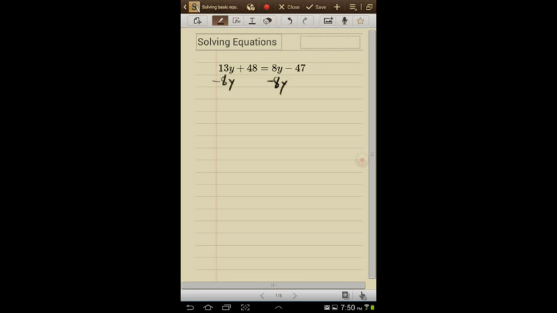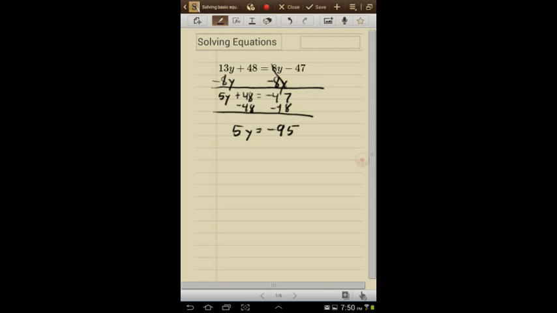What it does is it cancels it out on the right, leaving just the negative 47. The 48 is not altered in any way. 13y minus 8y is 5y. Now I need to subtract the 48 to the other side. 5y equals negative 95. Now it's 5 times y.